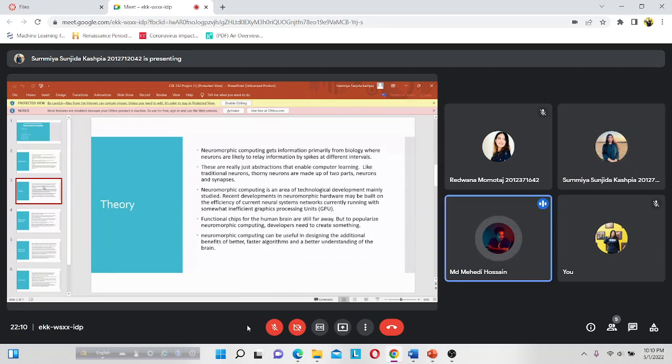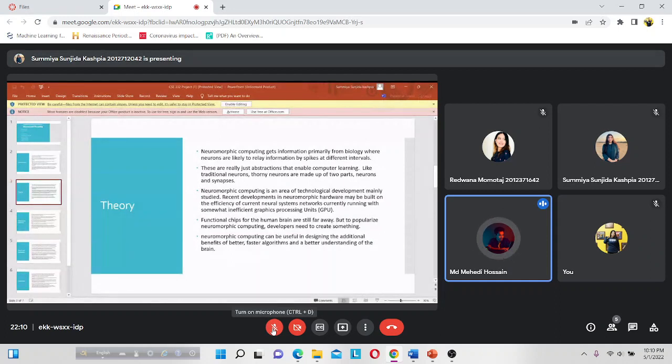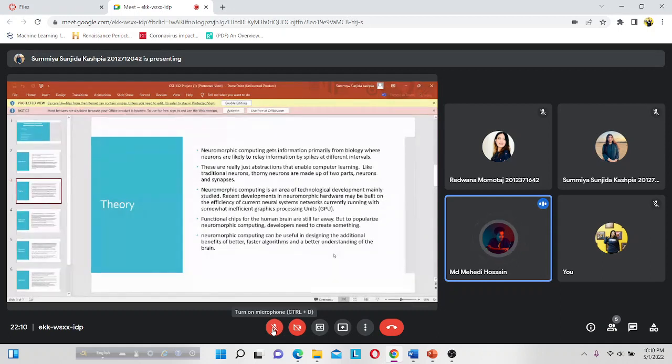Neuromorphic computing gets its information primarily from biology, where neurons send information as spikes at different intervals. It is fast, basically analog. That is what neuromorphic computing does, much closer to the cognitive process than traditional neural processing. This evolution enables computers to learn. Like traditional neurons, artificial neurons are the actual nodes for information. These neurons transfer electrical signals using analog circuits.